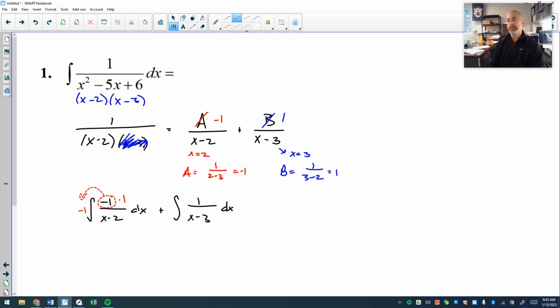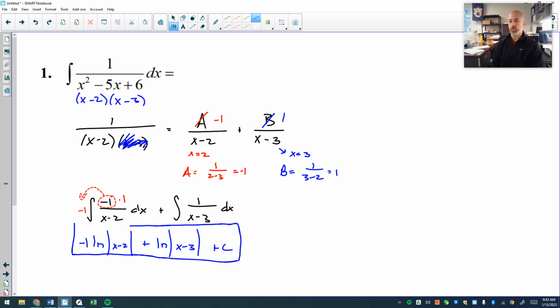There we go. And so for this first antiderivative, the -1 on the outside, my numerator is the derivative of the denominator. So it's -1 natural log of x minus 2. My second fraction, 1 over x minus 3. The top is the derivative of the bottom. Therefore, natural log of x minus 3 is your antiderivative. And there is your solution to number 1, your general antiderivative.